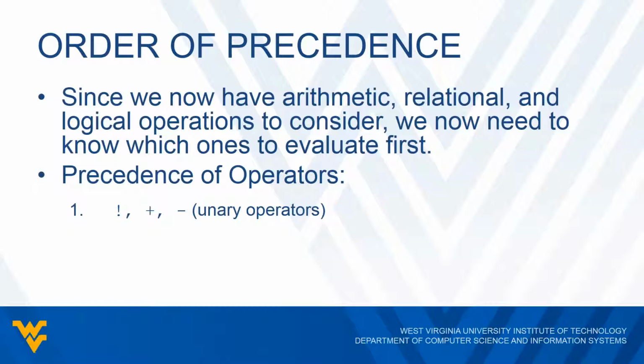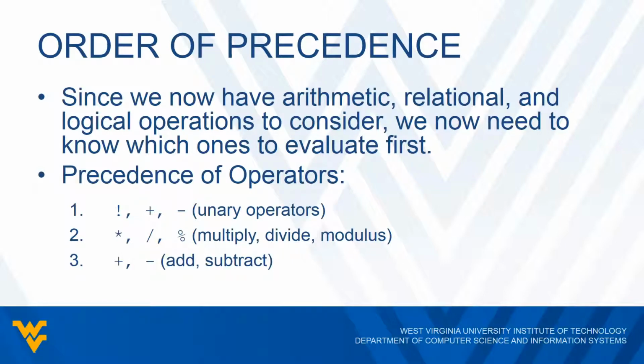The first precedence is going to be the unary operators. So the not operator, the positive values, although the plus sign is normally not used as a unary operator, but the negation symbol would be one that we use. So basically the not and the negation operators would be the first ones we deal with. Then come the multiplication, division, and modulus operators, followed by addition and subtraction. Then we take care of the relational operators.